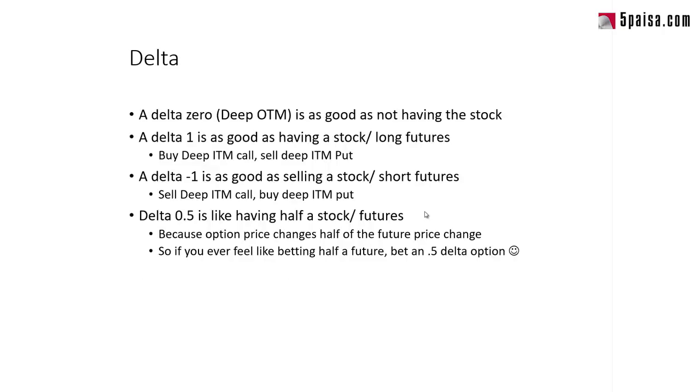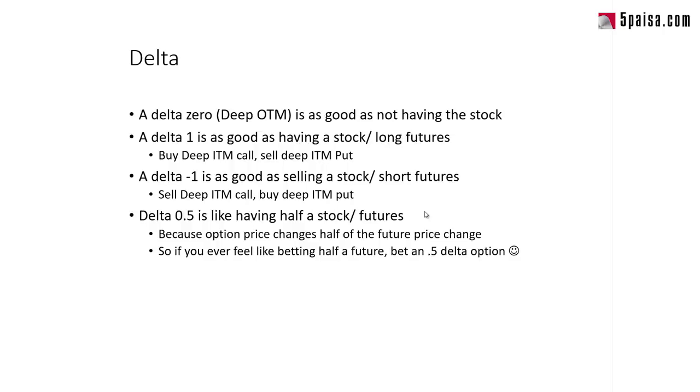So a delta 0, which is deep OTM, is as good as not having the stock, which is by now pretty obvious. A delta 1 is as good as having a stock or long futures. So if you buy a deep ITM call or sell a deep ITM put, its delta is 1. It's as good as you have longed the future or you have the stock. A delta -1 is as good as selling a stock or shorting the future, which is selling a deep ITM call or buying a deep ITM put.